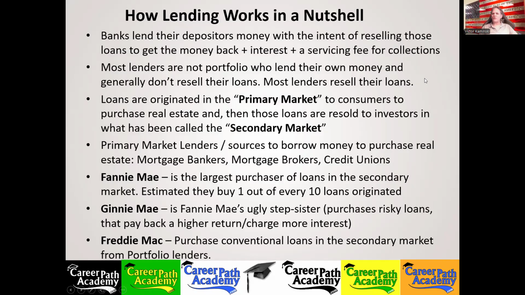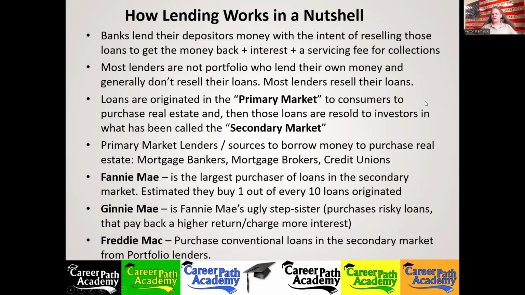Now, most lenders are not portfolio lenders. Those are lenders that lend their own money and plan on holding on to the loans for the long term because there's a lot of money to be had in making them. Some lenders don't have that kind of money that they could have sitting up for 30 years waiting to get paid back. So they'll lend money, they'll originate the loan, get the money back, lend money again, and keep repeating the process.